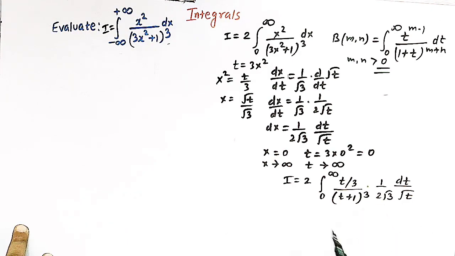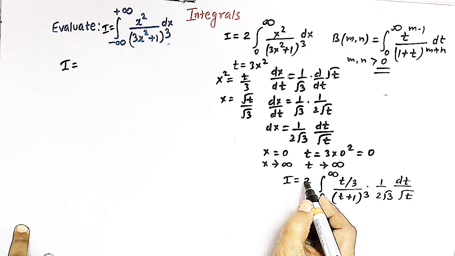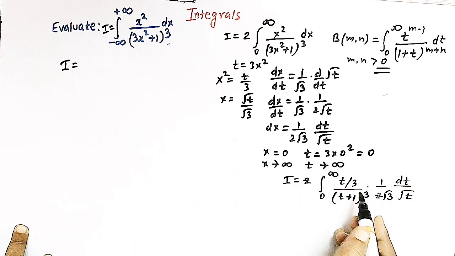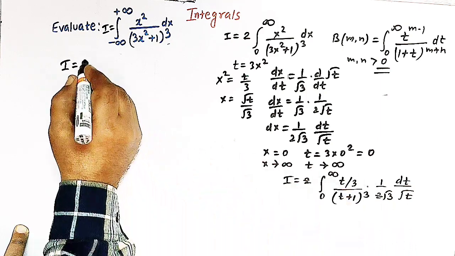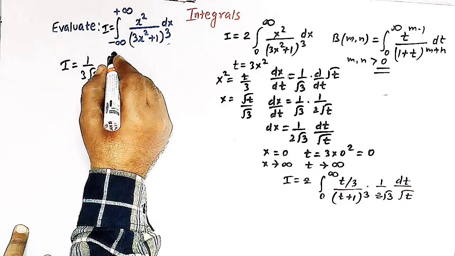So now let us simplify it. We have I is equal to this 2 and this 2 get cancelled. So we can now write 1 over 3 root 3 outside the integral. So we have 1 over 3 root 3, then we have 0 to infinity.